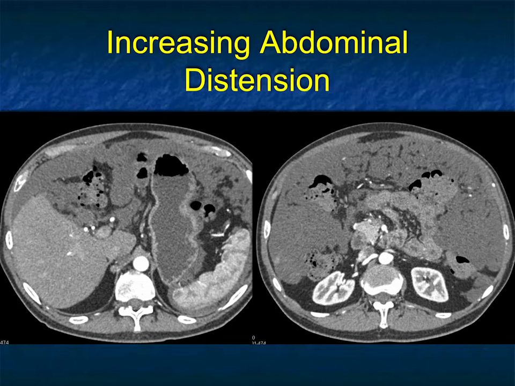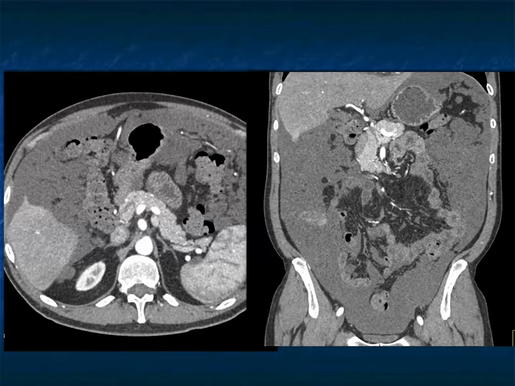Here's a patient with abdominal distension. This is a classic example of pseudomyxoma peritonei, carcinomatosis, really impressive on the omentum and into the mesentery.